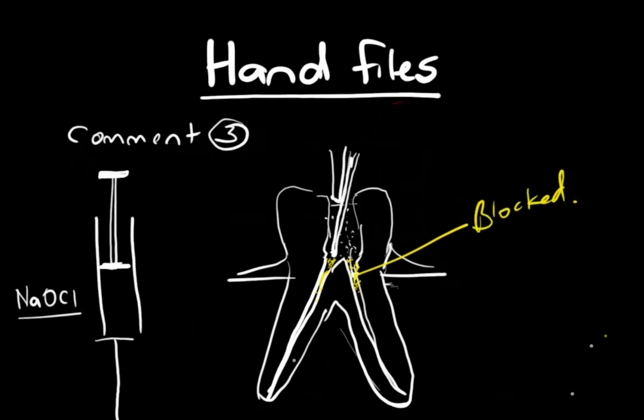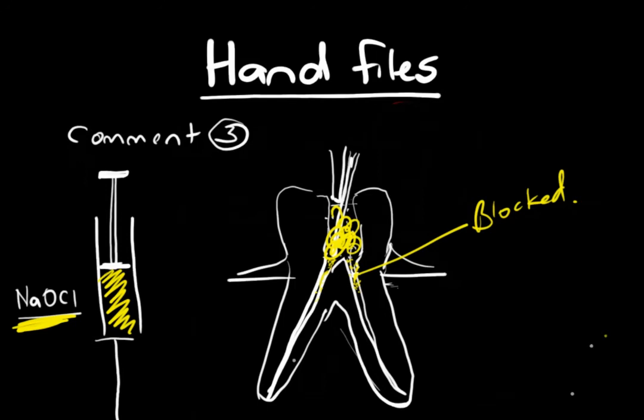Okay, from the start, when you're cutting the access cavity, use copious sodium hypochlorite over here in the syringe. So here's the sodium hypochlorite, and literally flood the pulp chamber with that, and then suction it out, and do that continuously throughout the procedure. When you're using files, use a file, then irrigate, then use a small hand file, which is called recapitulation. So file, irrigate, recapitulate, file, irrigate, recapitulate.